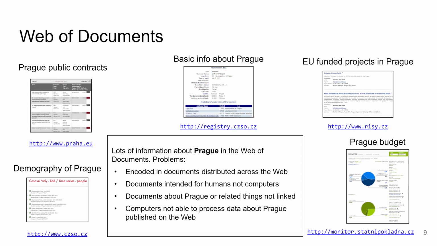But first, let me illustrate the problems that we have with the web of documents if we want to actually work with data. Imagine these websites. There are 5 websites in the slide, and they all have a lot of information about Prague. There is demography of Prague, public contracts of Prague, basic information, EU-funded projects, and Prague's budget. So very interesting information encoded in documents meant to be read by people and not by computers.